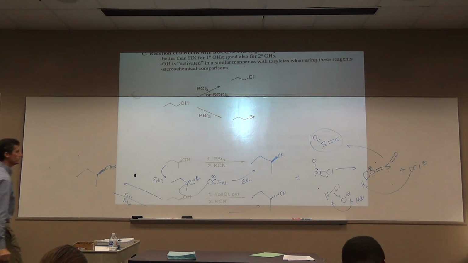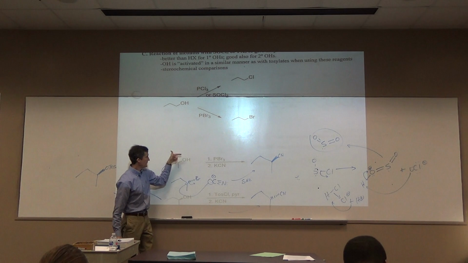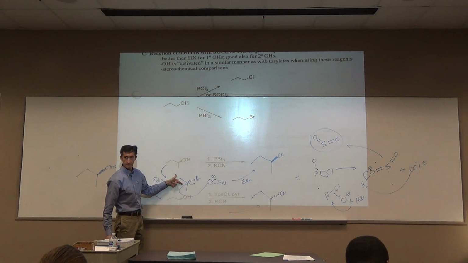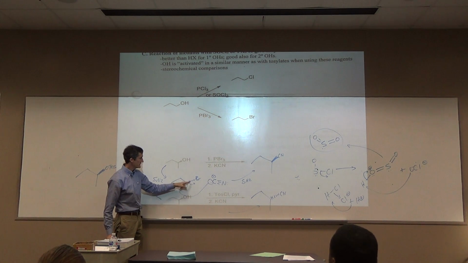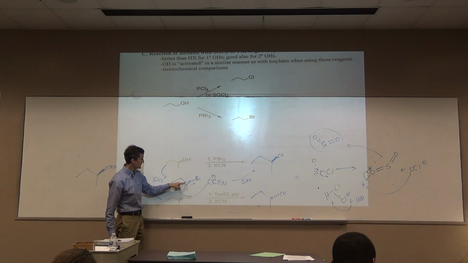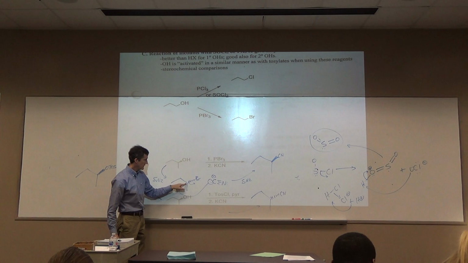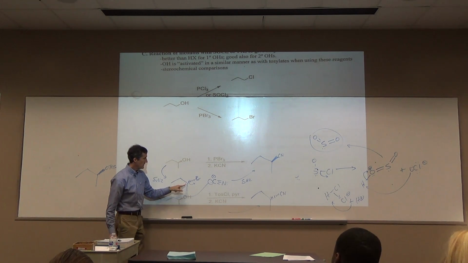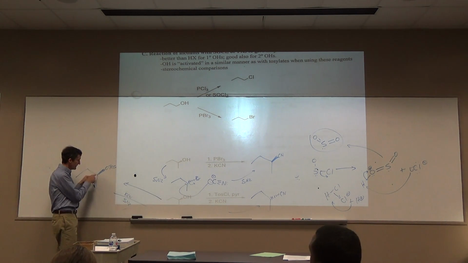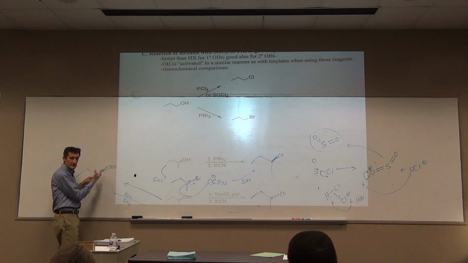The key thing here is, PBr3 converts this to the alkyl bromide, but you're going to get inversion if you know the mechanism. Because the bromine comes in and attacks the carbon. That's how it gets bonded to the carbon. But when you make tosylate, there's no chemistry at the carbon, so you don't get inversion. Everybody with me?